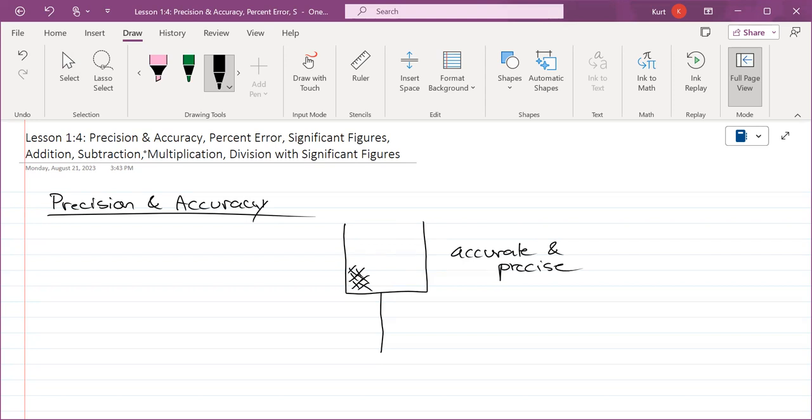What do you think inaccurate but very precise would look like? Yeah. The same distance. You're missing the same. You're missing the target, but you're missing it altogether. So let's say you got 5 field goal attempts. They're all here. Are you accurate? No. No accuracy. Are you precise? Yeah.